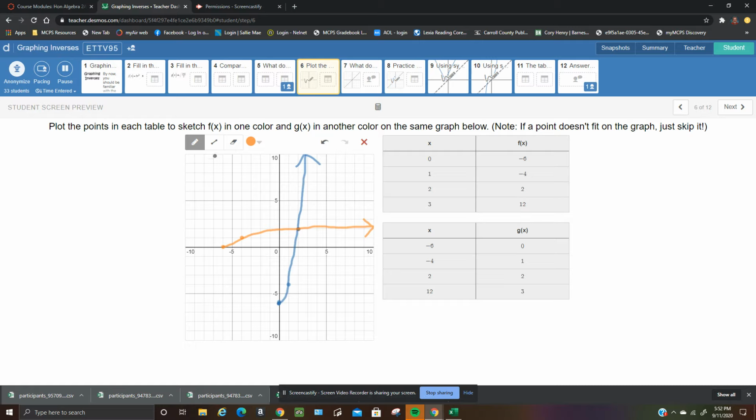And so one thing that I could put on here is the line y equals x, this dashed line here. And that's what one of the outcomes of this lesson is supposed to show: the blue graph is the reflection of the orange graph over the line y equals x. So the line y equals x is a line of reflection for a graph and its inverse.